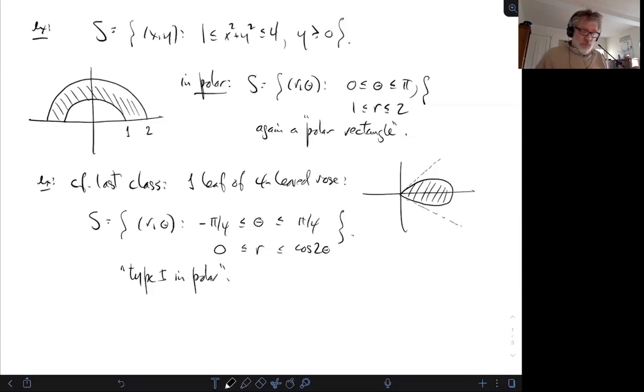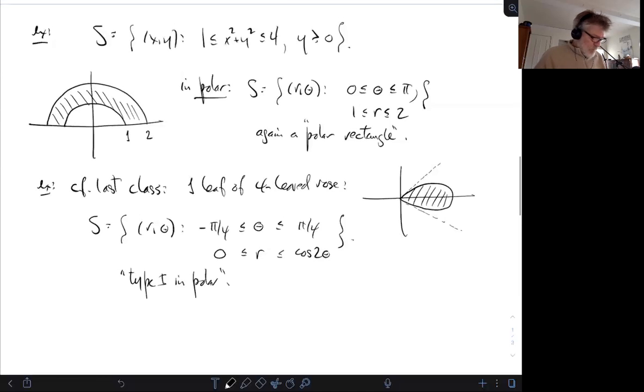So what I'd like to do now is to define what I mean by type 1 in polar, and then give you the theorem that tells us how to integrate over these regions, and then I'll do 3 examples, and that'll be it. Okay? So, here we go. What's a type 1 polar region?